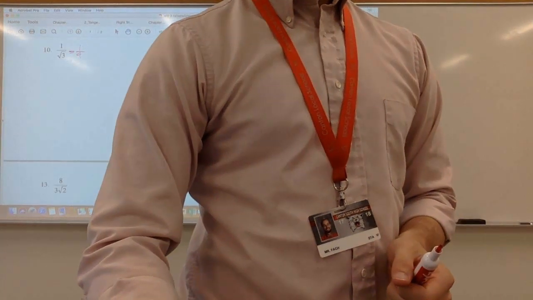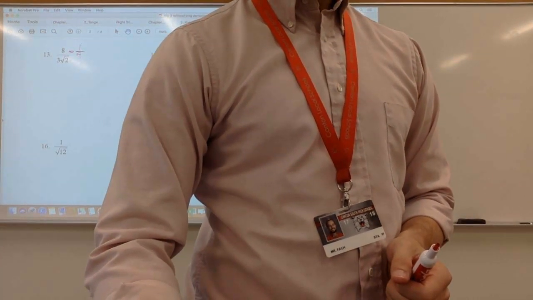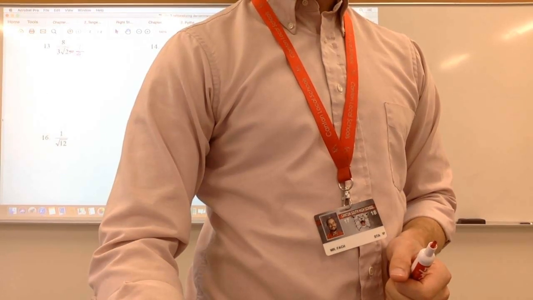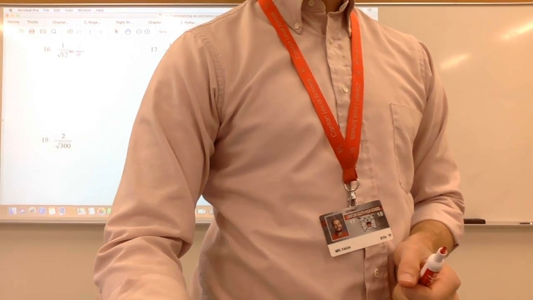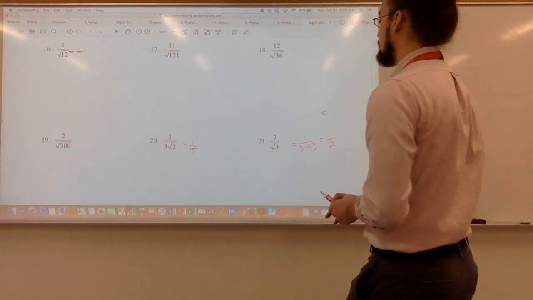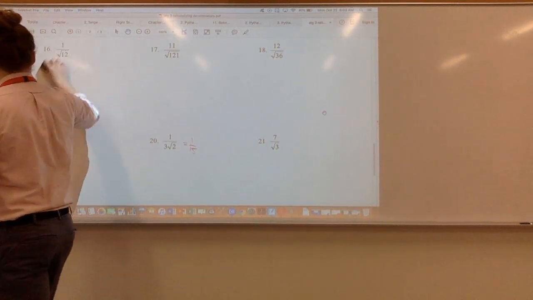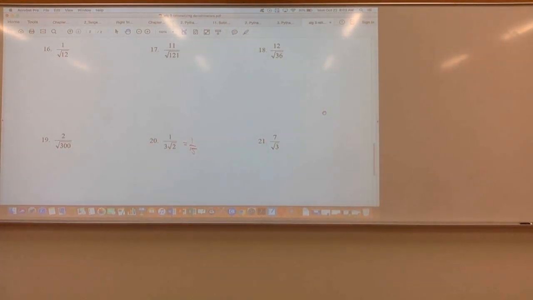Alright. Let's flip over here. I want to jump actually all the way to number 16. On number 16, we just have 1 over the square root of 12. Is 12 a perfect square? No. So we can't just say this is going to be equal to 1 over some nice number.